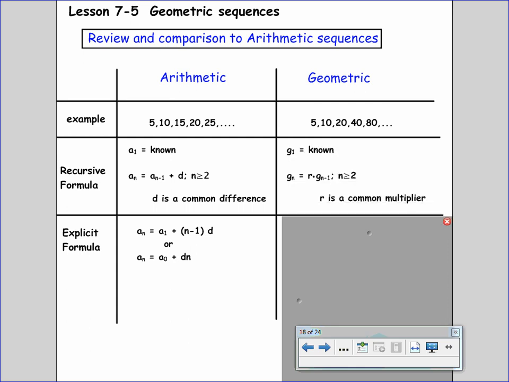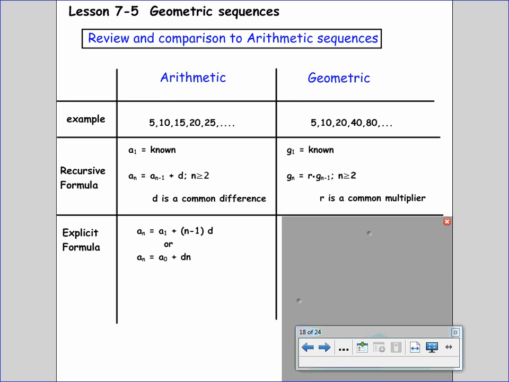In our recursive formula, we still need a start value. In this case, we'll call it G sub 1 for a geometric sequence first term versus A sub 1 for arithmetic sequence first term. And then a rule that will give us the current term based on the previous. The rule for geometric involves, you guessed it, multiplication instead of the addition or subtraction that an arithmetic sequence recursive formula had.